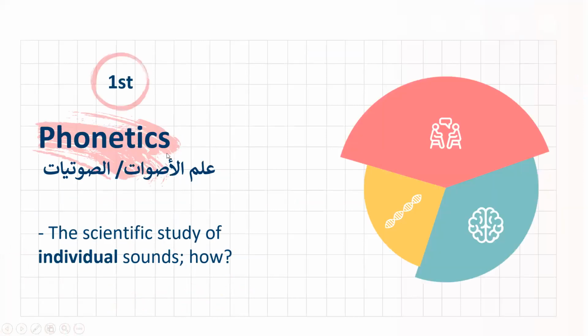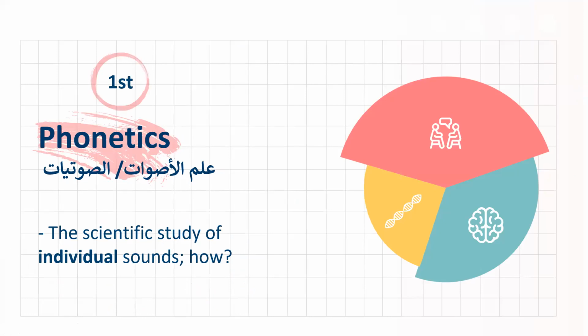So first, phonetics definition. Okay, phonetics, we call it علم الأصوات أو الصوتيات. Okay, this is phonetics. Phonology, we don't call it علم الأصوات. We call it علم وظائف الأصوات. We will be taking this when we move to phonology. But however, you have to know that phonetics is علم الأصوات أو الصوتيات, the scientific study of individual sounds.